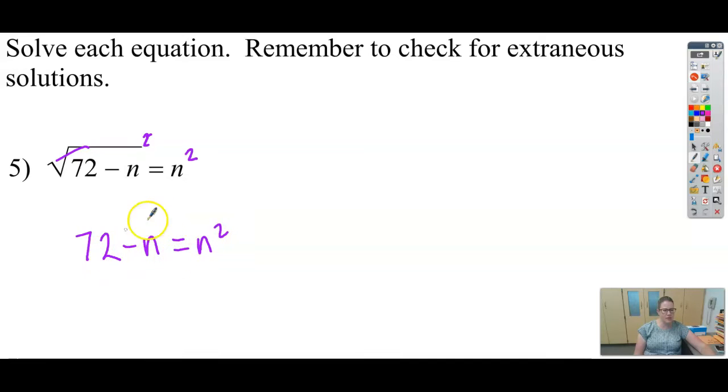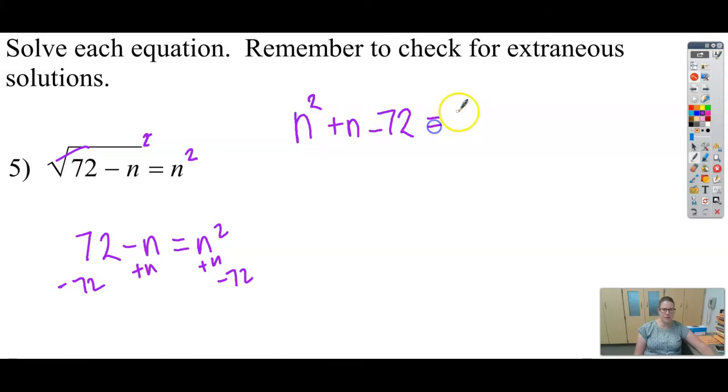And in order to do that, I first need to get this into standard form with one side equaling 0. So I'm going to add n to both sides, and I'm going to subtract 72 from both sides just to get everything on one side and the other side equaling 0. So this would give me n squared plus n minus 72 equals 0.